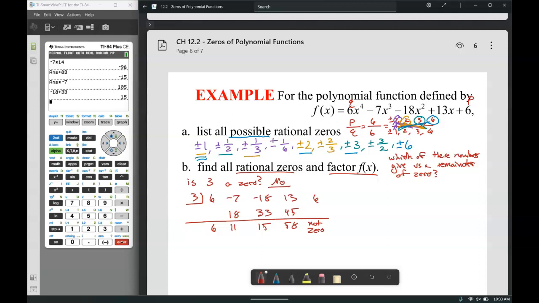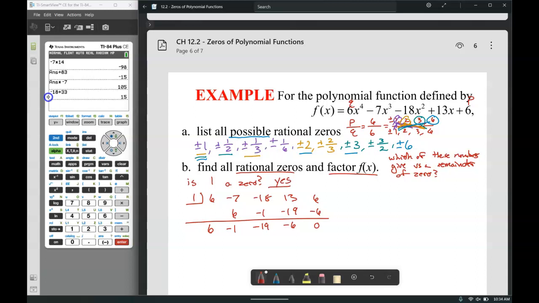Well, that doesn't help me. That doesn't get me any closer. So we need to keep checking, and we're going to pick another number. Now I'm going to cheat a little bit because I know one of them that's going to work. Let's pick 1 and see if that works. So we pick a 1 and we bring it down. 6, we get 6. We get negative 1. We get negative 19. We get negative 6. We get 0. We know that 1 is a 0. That works out.